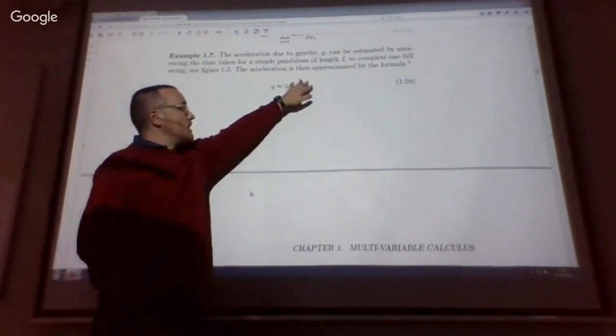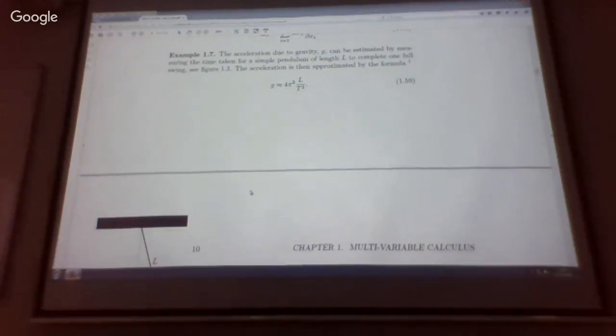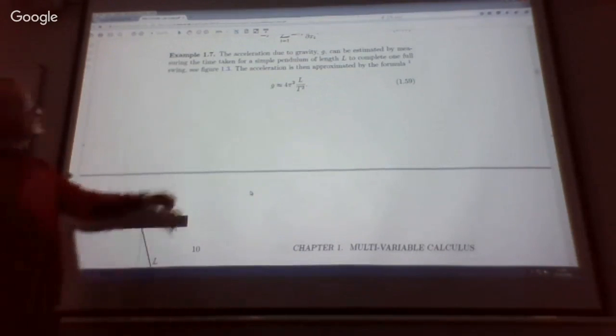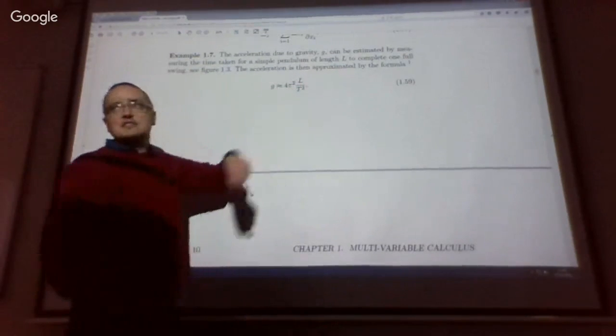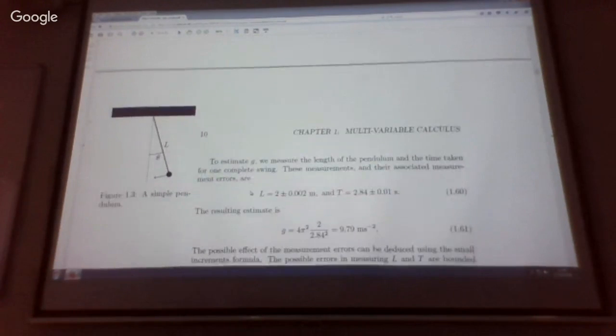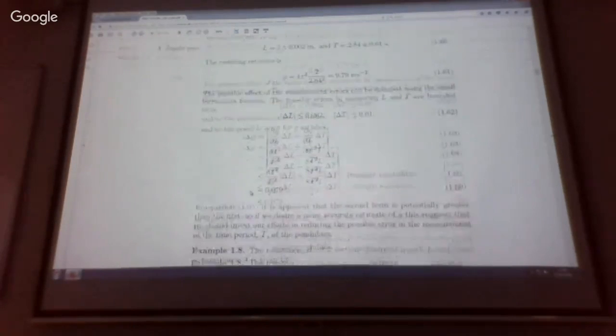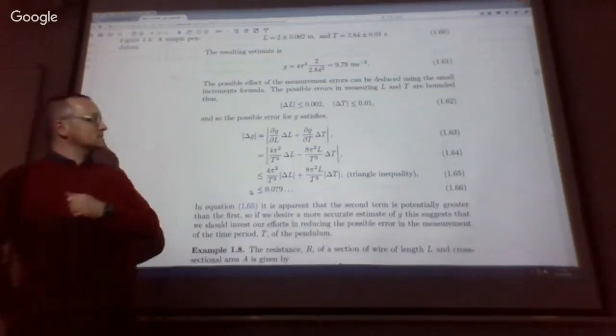Okay, so this equation, this functional relationship between L, t, and the gravitational acceleration, comes to us from the physical principles. But we can regard this as a function for g, so it's telling you what g is in terms of L and t. So it's a function called g of L and t. And we can apply the small increments formula to it with this kind of expression here. So I'm moving quickly through this because we discussed this last time.